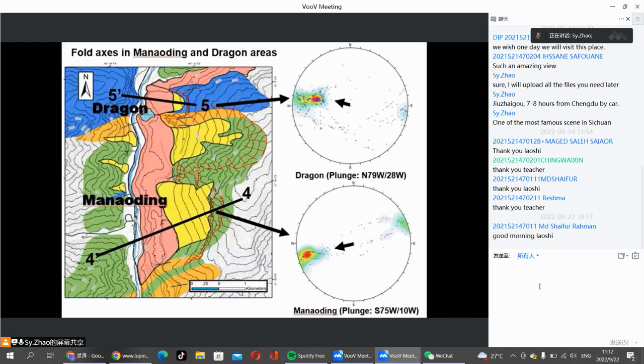So these two landslides are very similar. They have the folding plunging direction to the west, and therefore we can understand the folding plunging direction could highly correspond to the sliding directions of the Dragon landslide and the Maladin landslide.